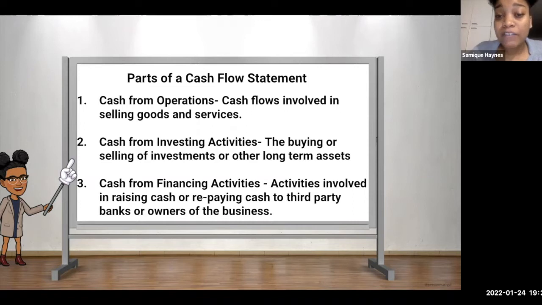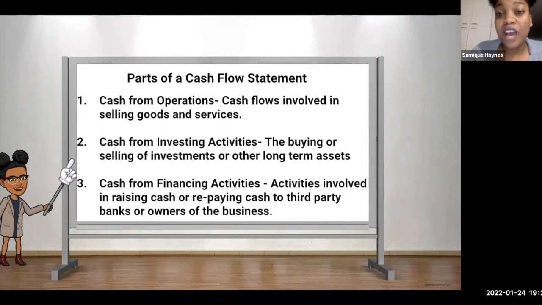So financing activities are activities involved in raising cash or repaying cash to third-party banks or owners of the business. So if we are going to be raising funds through equity, or raising funds through liabilities like loans, then that is going to cause our cash to go up. But sometimes there are situations where we have to pay back these loans, or we have to pay amounts to our owners, right? So these are situations where our cash is going to go out.